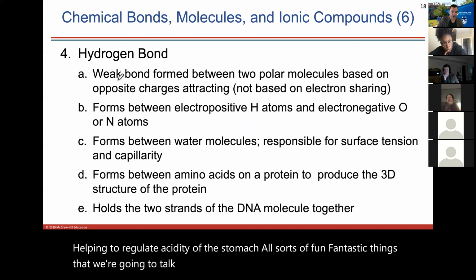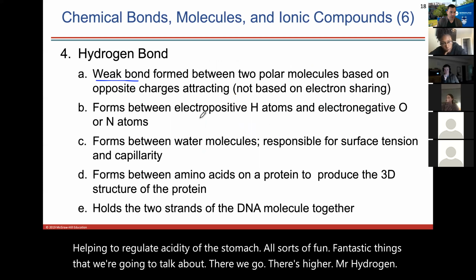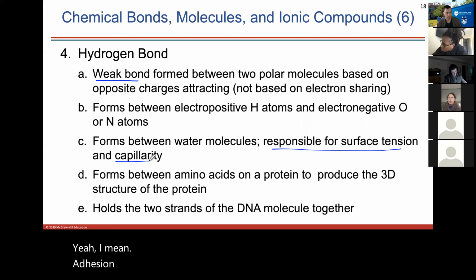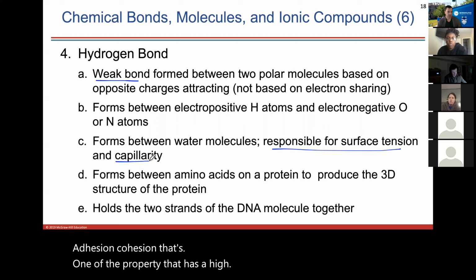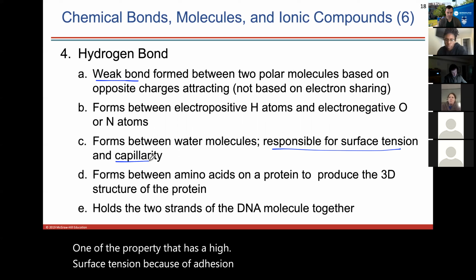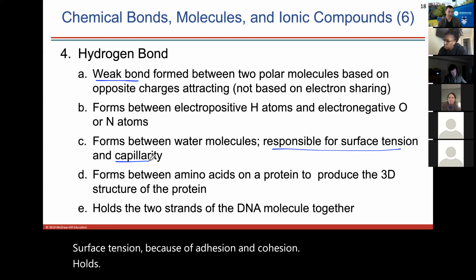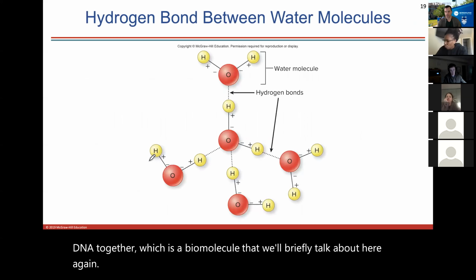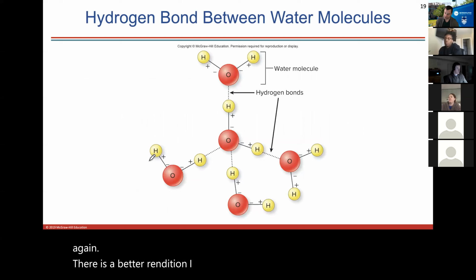There we go. There's Mr. Hydrogen. Weak bond. Yeah, I mean, adhesion, cohesion, that's one of the properties that has a high surface tension because of adhesion and cohesion. Holds DNA together, which is a biomolecule that we'll briefly talk about here. Again, there's a better rendition, I guess, than my artistically drawn hydrogen bonds.